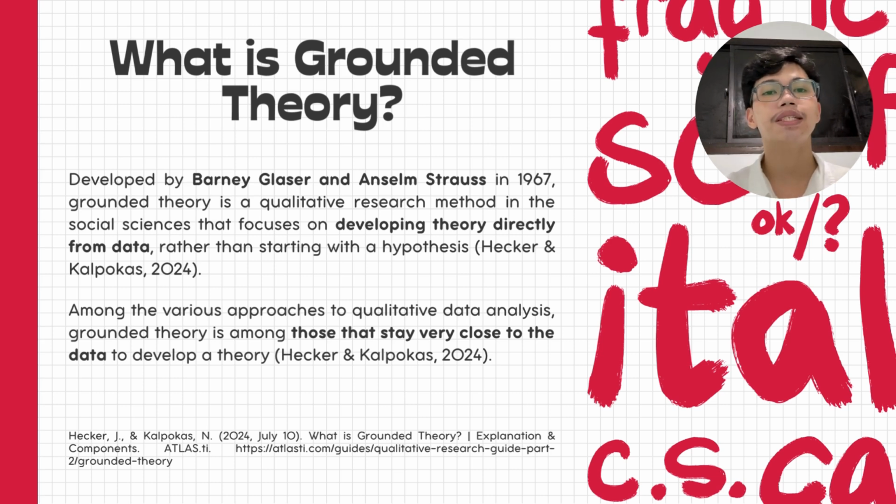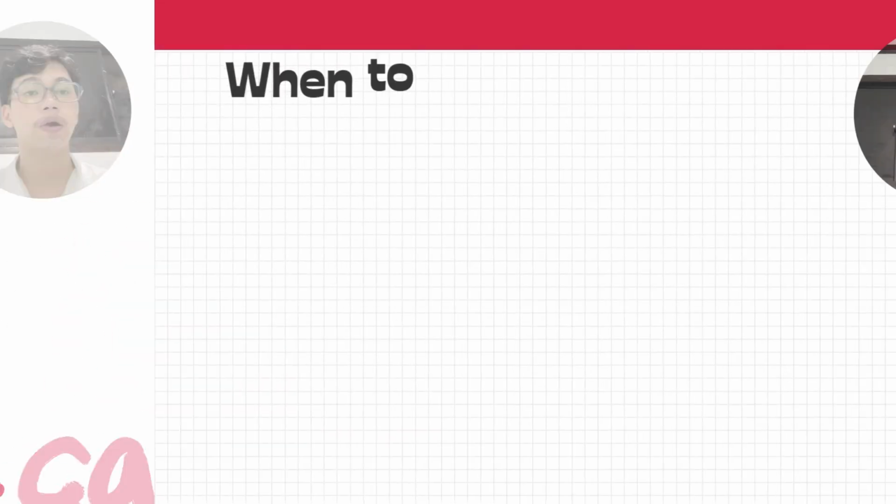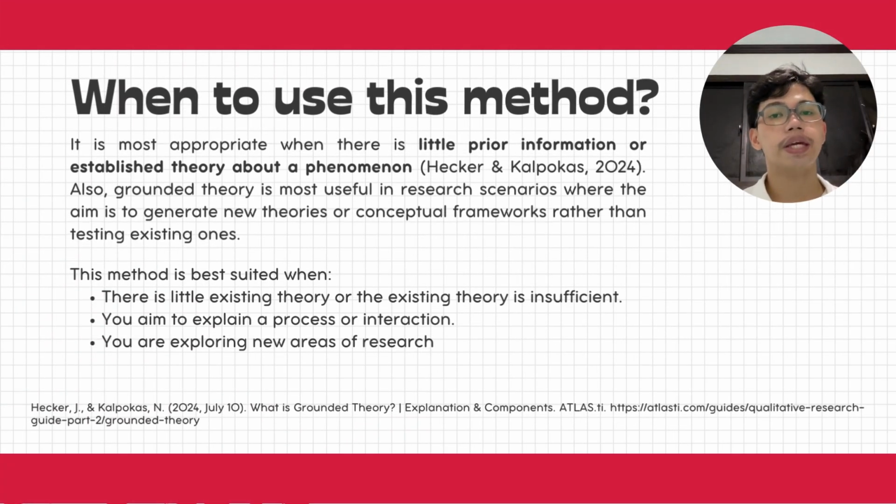To continue the presentation, let us define when to use grounded theory. As mentioned earlier, grounded theory is especially beneficial when there is little existing theory or when the existing theories do not adequately explain the phenomena being studied. It is most appropriate when there is little prior information or established theory about a phenomenon. Also, grounded theory is most useful in research scenarios where the aim is to generate new theories or conceptual frameworks rather than testing existing ones.